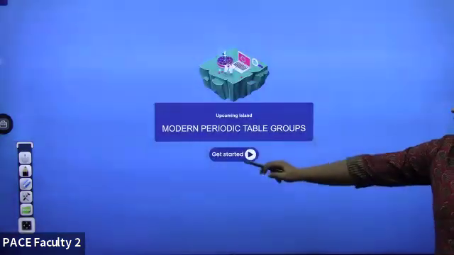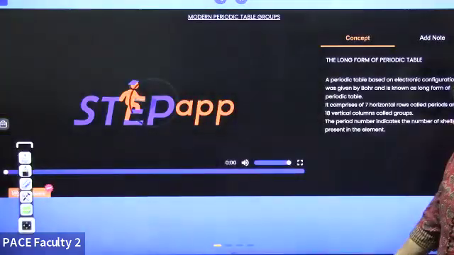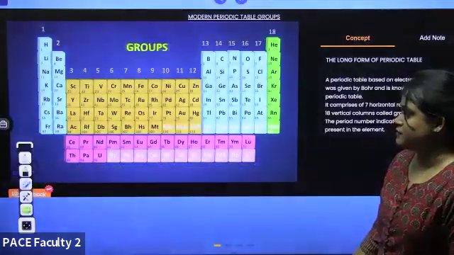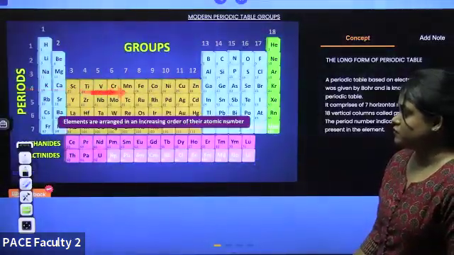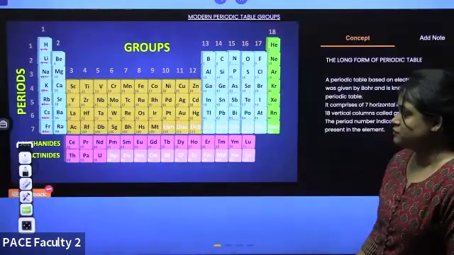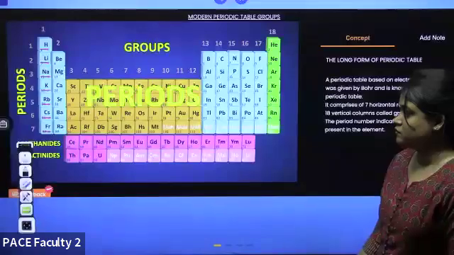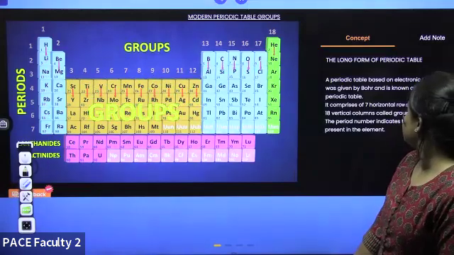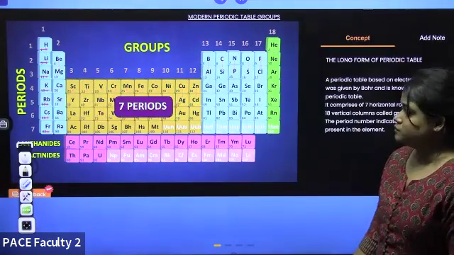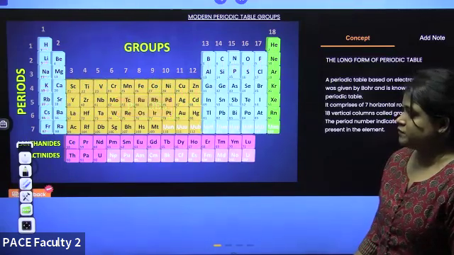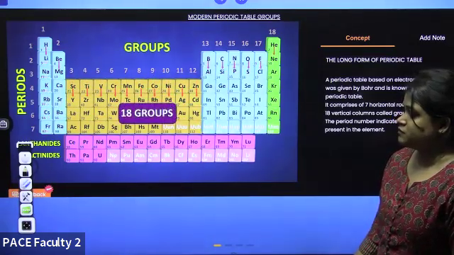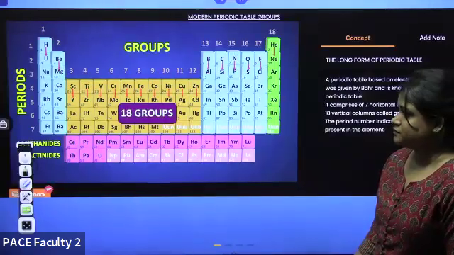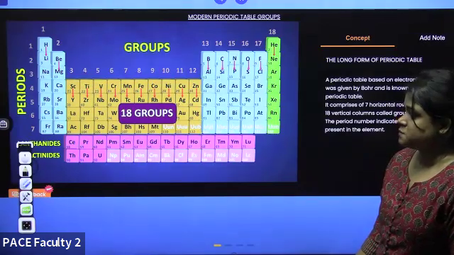Let's see the next concept, the modern periodic table. In this slide, we will discuss the long-form periodic table. It is based on electronic configuration proposed by Bohr, Bury, and others and is known as the long-form periodic table or Bohr table. It comprises 7 horizontal rows called periods and 18 vertical columns called groups. The period number indicates the number of shells present in the element.